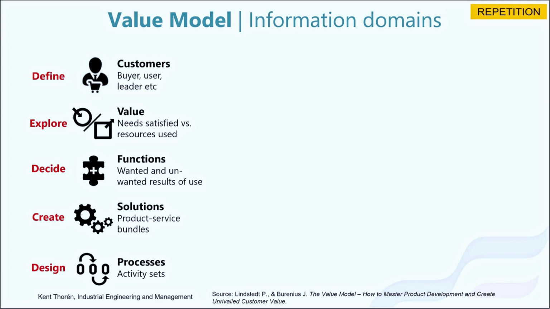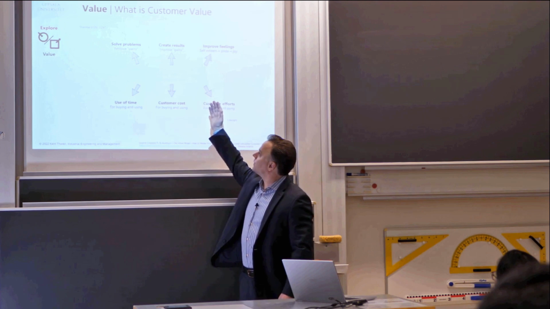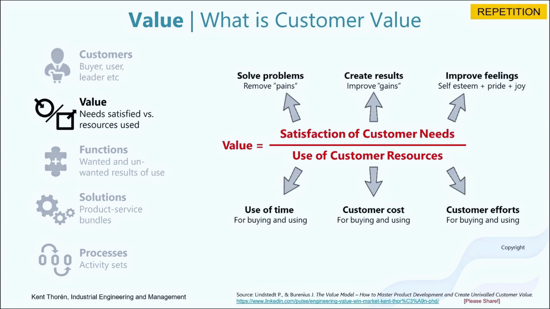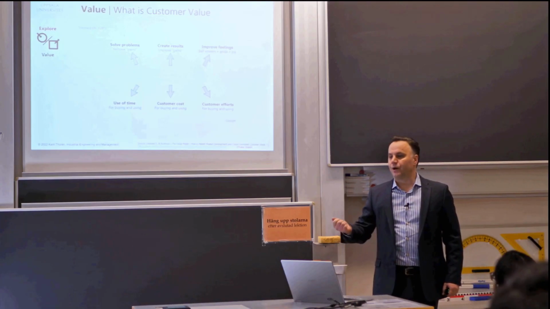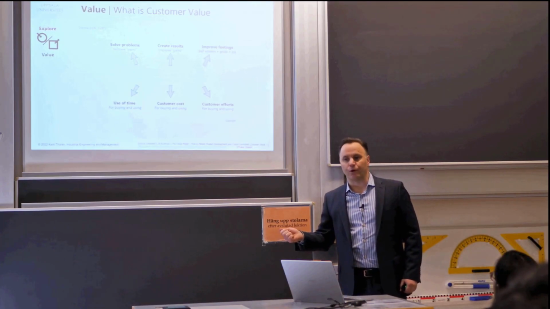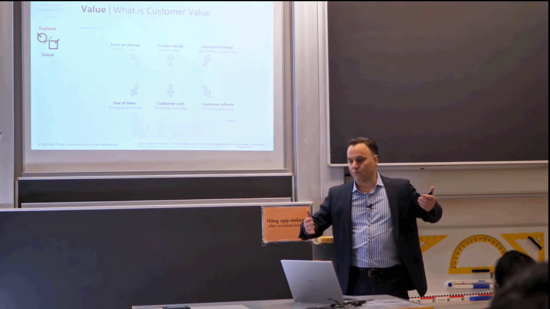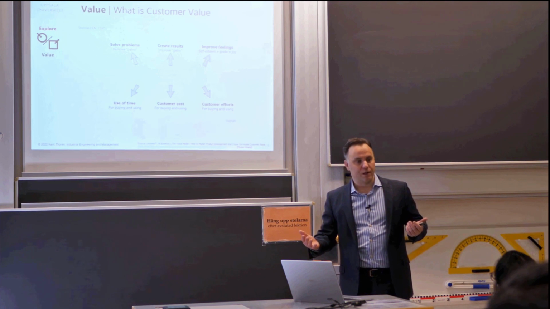The next domain was value. Customer value is the satisfaction of customer needs in proportion to use of customer resources. There are other definitions, like utility minus price minus cost. That's from a book called Blue Ocean Strategy. So utility is more or less satisfaction of needs.